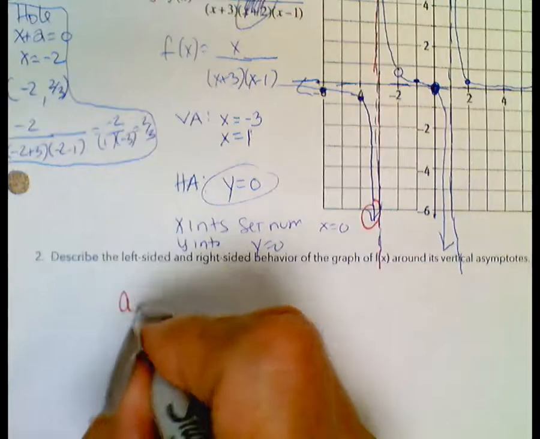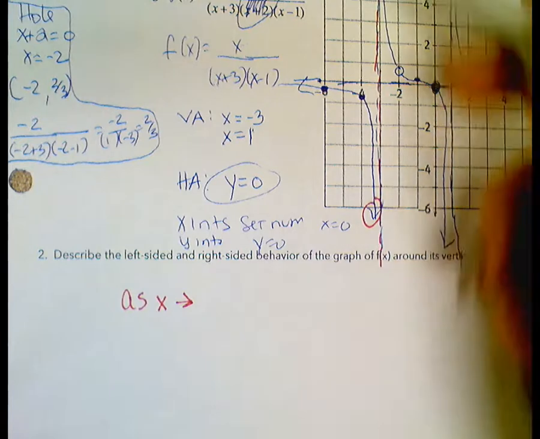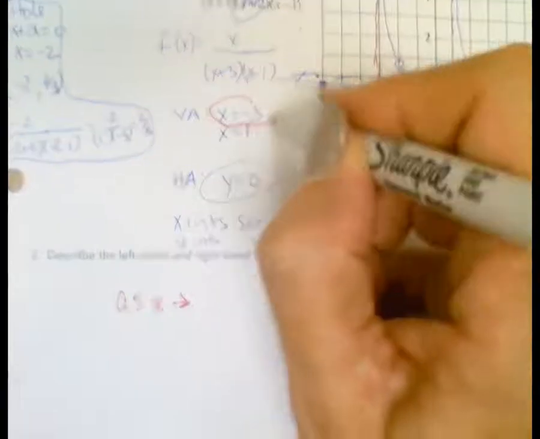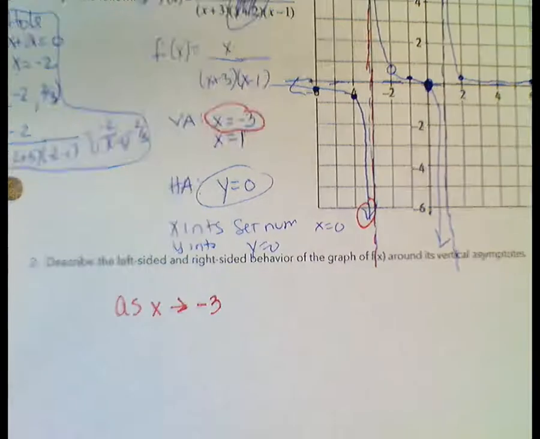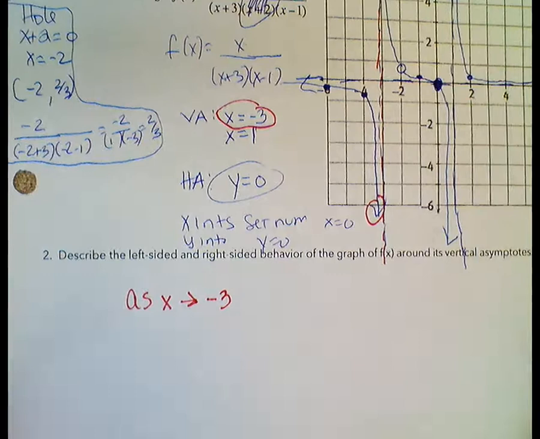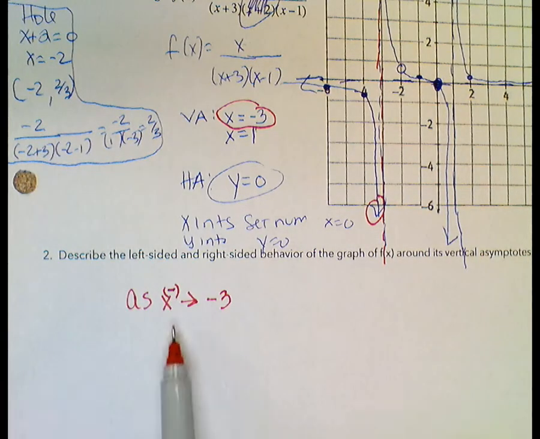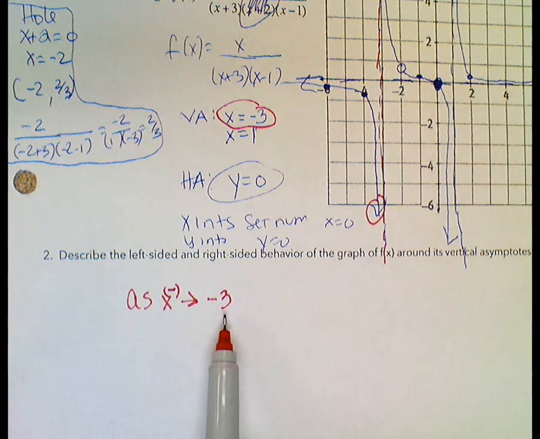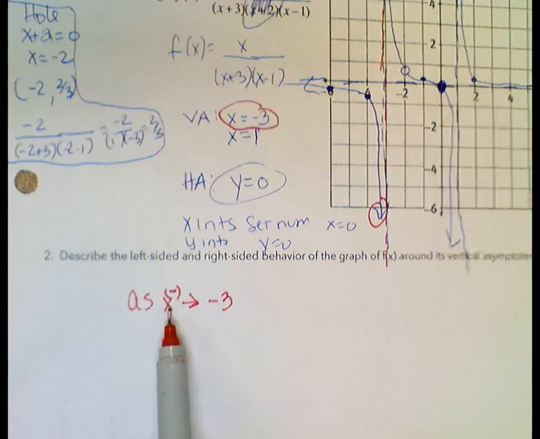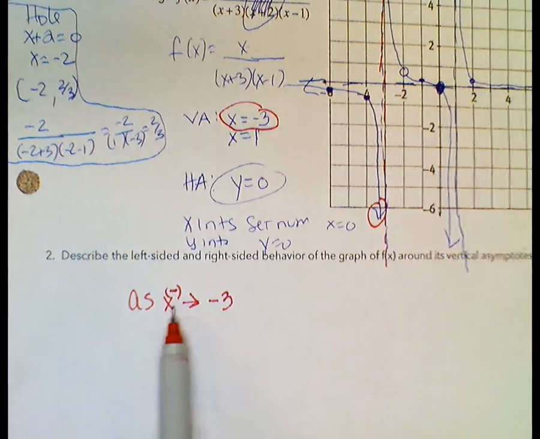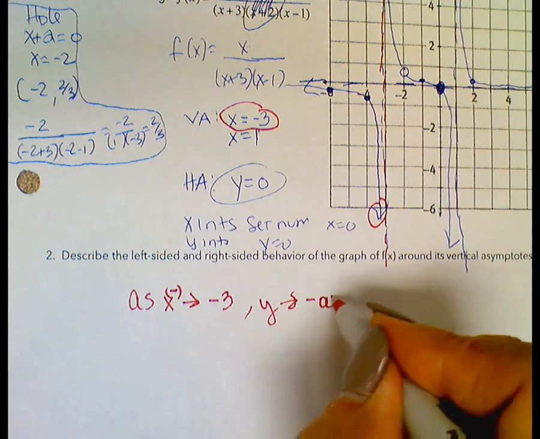So you would say, as x approaches the vertical asymptote, which by the way is x equals -3. So as x approaches the vertical asymptote -3 from the left, so you go like this. As x approaches from the left, approaches -3. Some people put it here and some people put it over here, but I'm going to put it by the x. As x comes from the left, and it's going towards the vertical asymptote, the y is approaching -infinity.